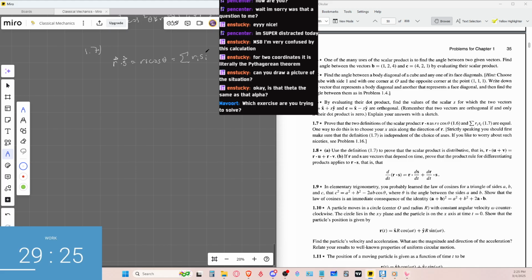One way to do this is to choose your x along the direction of r. Strictly speaking, you should first make sure that the definition is independent of the choice of axes. If you like to worry about such niceties, see problem 1.16.